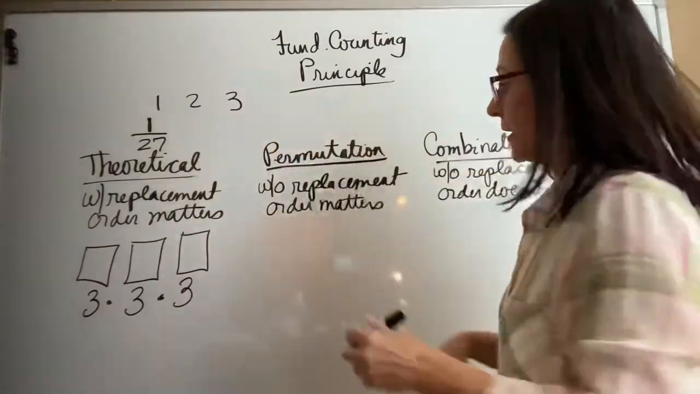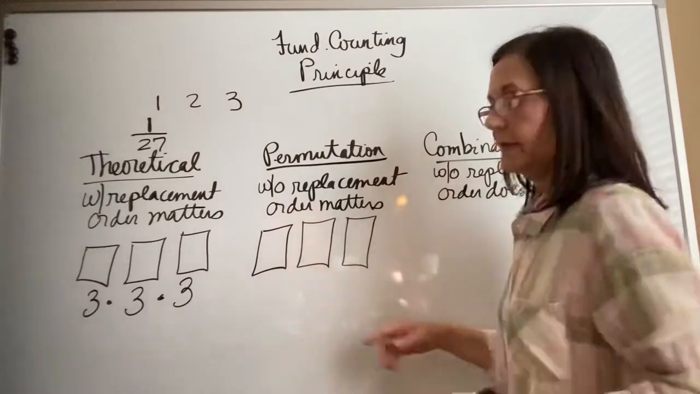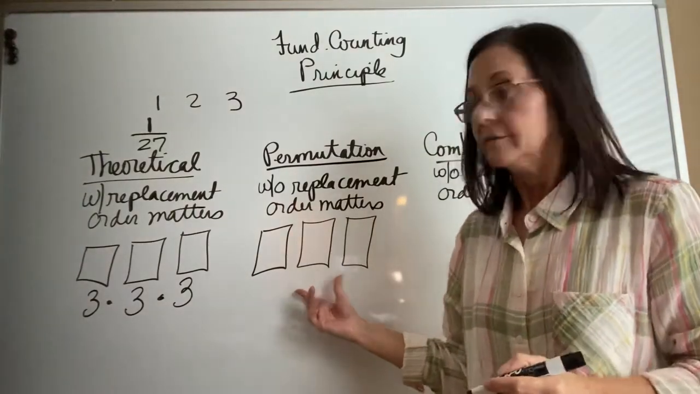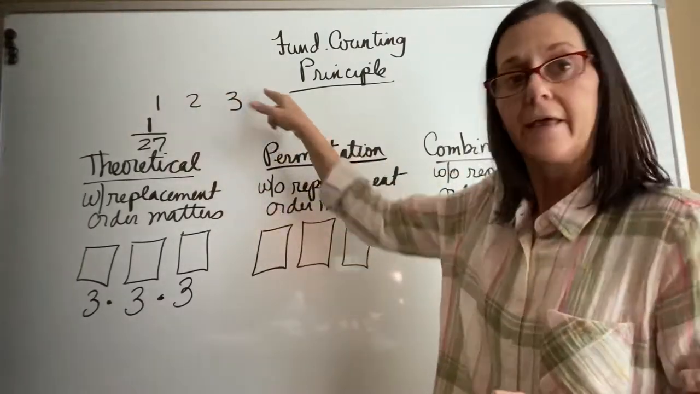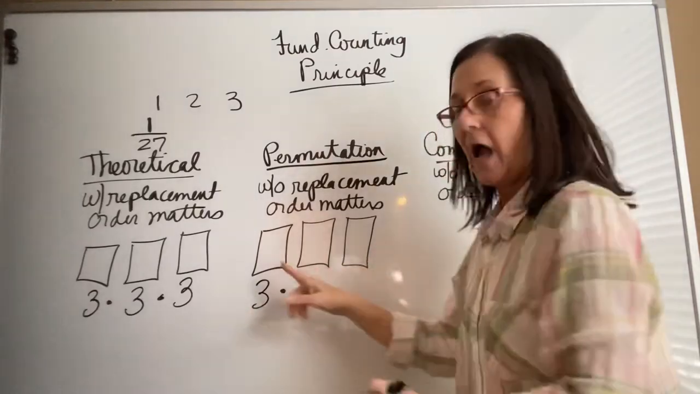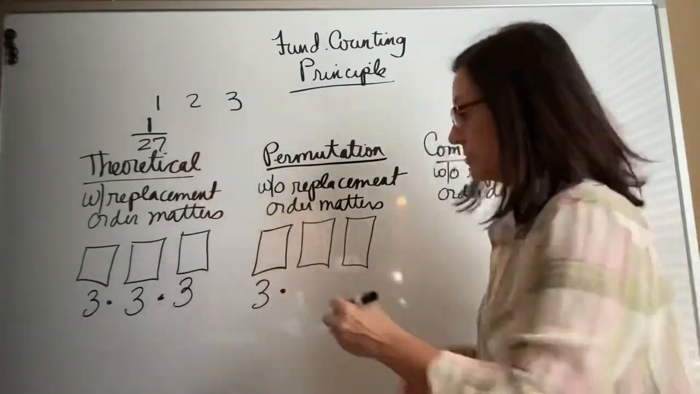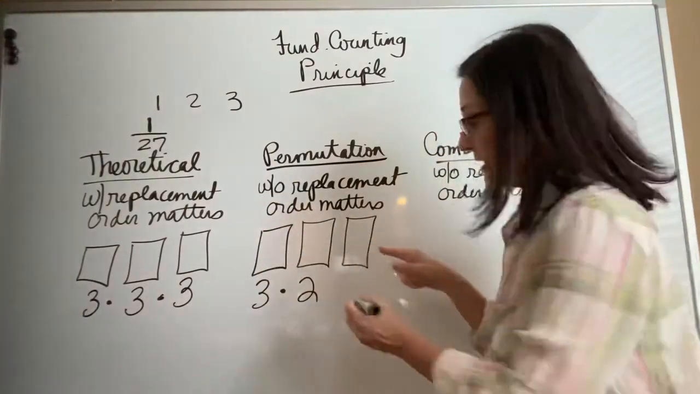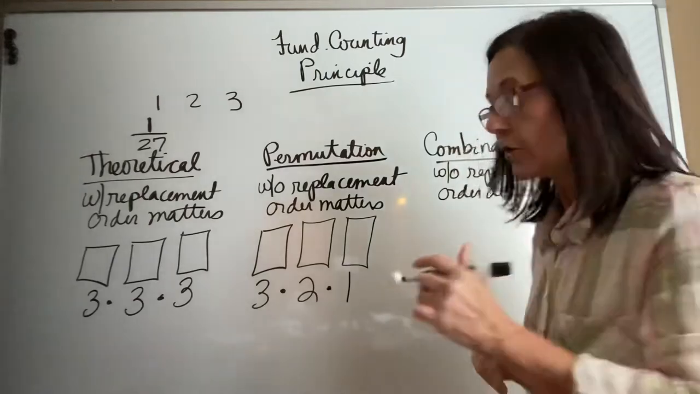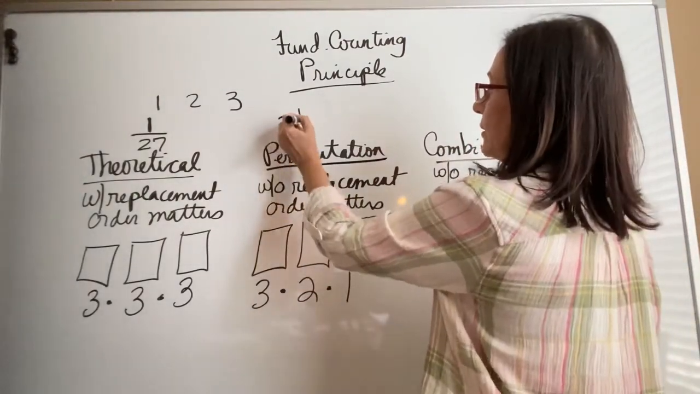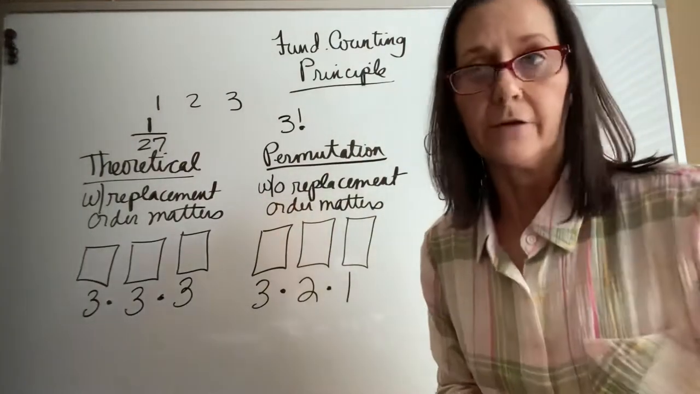So back to this 1, 2, 3. I'm gonna order them in three different places. The first time I pick a number, I have 1, 2, and 3 to pick from. I have three numbers to pick from. I've used one. So the next time I draw a number, I only have two to choose from. Now I've used two numbers. This last time, I only have one to pick from. This is where you often see the three with the asterisk mark. That means factorial. And that is on your calculators.